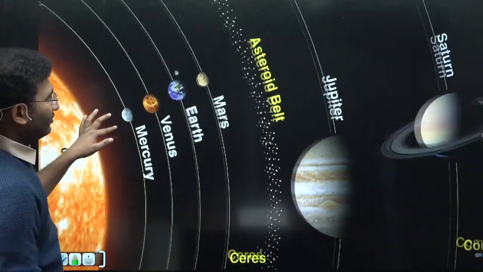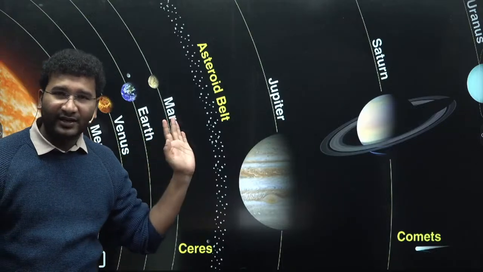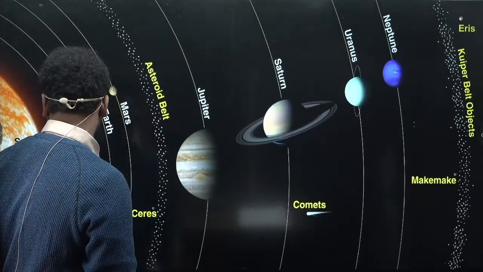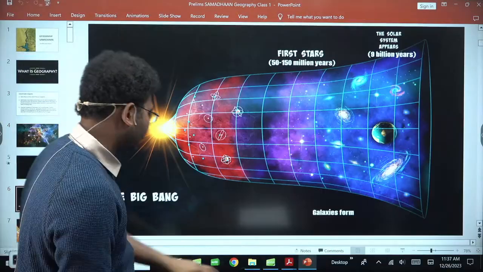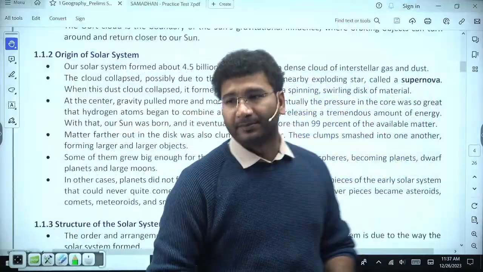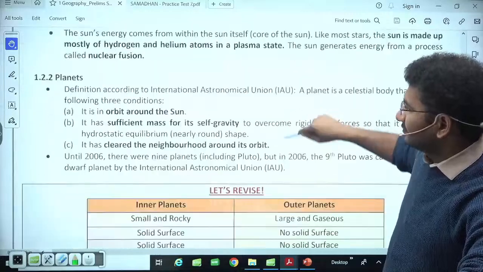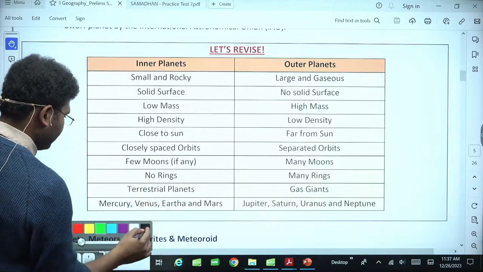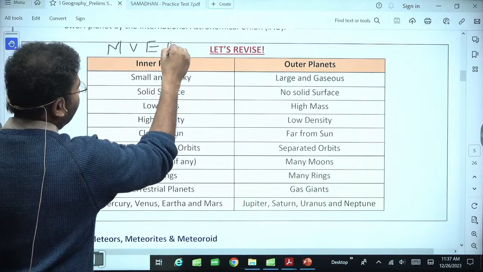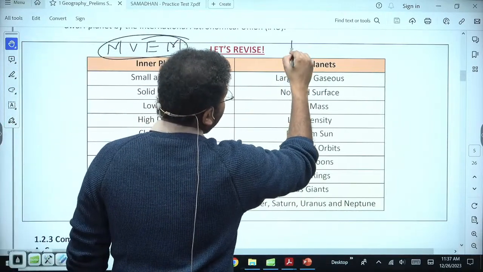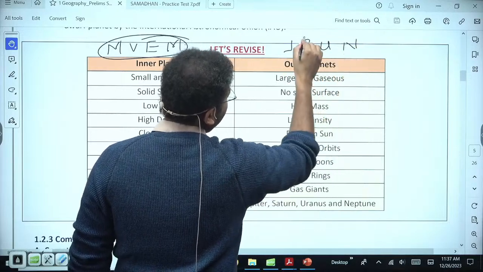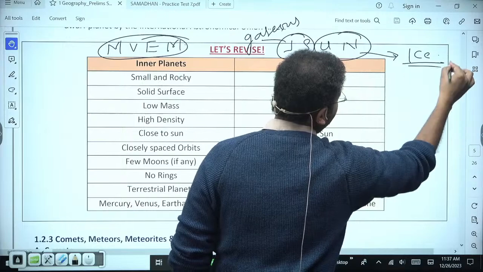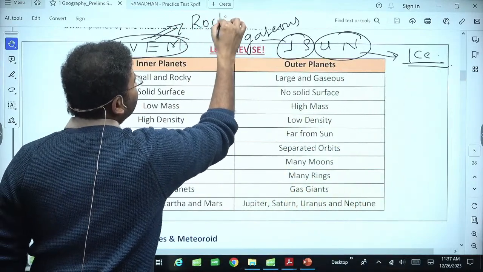See here, you saw Mercury, Venus, Earth and Mars. These are inner planets. And what are the characteristics of inner planets? That is given in your material. Let's try to understand this. So what are the inner planets? Inner planets are Mercury, Venus, Earth and Mars. Outer planets: Jupiter, Saturn, Uranus, Neptune. Jupiter and Saturn are gaseous, and Uranus and Neptune are ice dominated, and the inner ones are rock dominated planets.